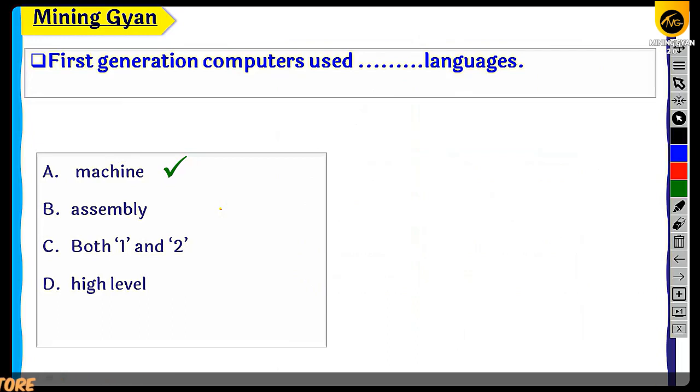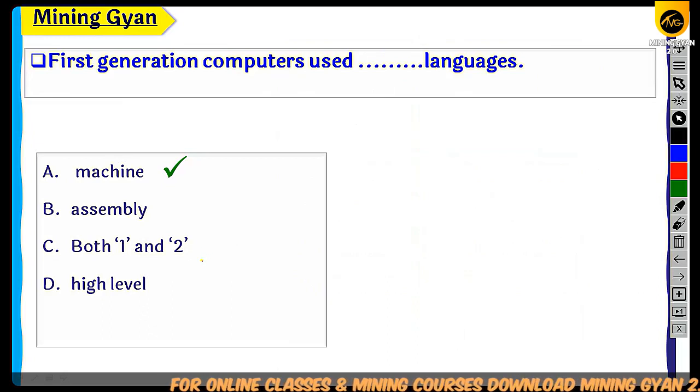Okay, in the second generation, assembly language and machine language are both used. So the first generation used machine language, and if there is a question like which language second generation computers used, then option C will be the correct answer. But in this case, option A, machine language, is the correct answer. Okay, so option A is correct.